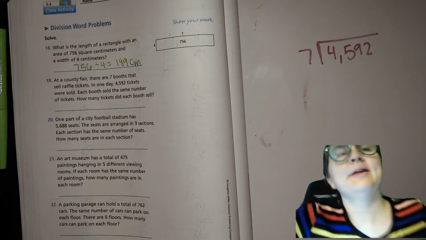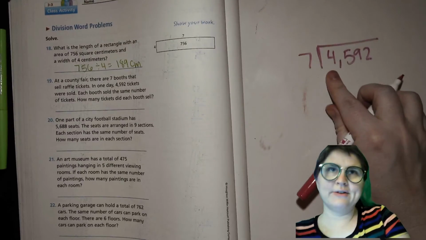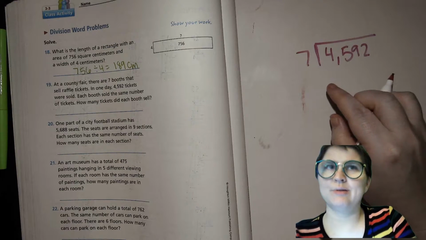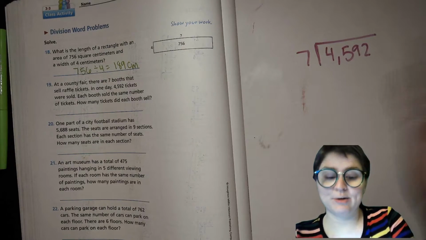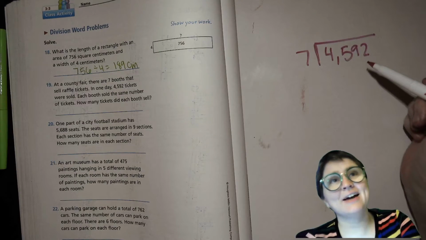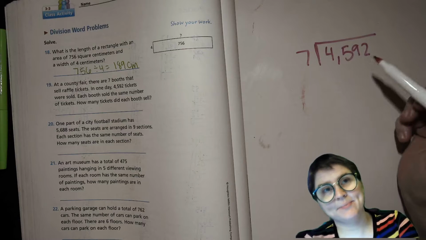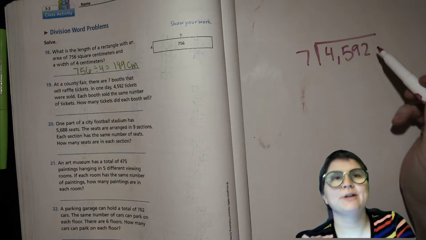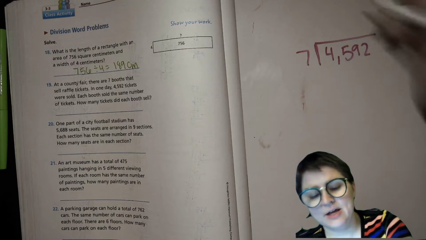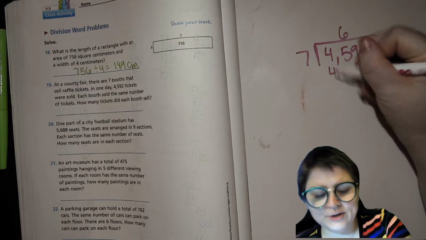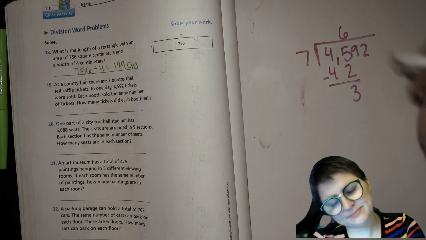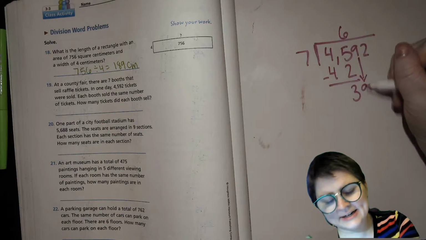So if you have 4,000 of something, can you put 1,000 in each of 7 boxes? No, you'd have 3 boxes empty. So we're going to move over to our hundreds. 4,500. What do you think? What's a math fact that gets close to but not over 45 with a 7 multiplication? 6, right? 42. Minus that. Bring that 9 down.